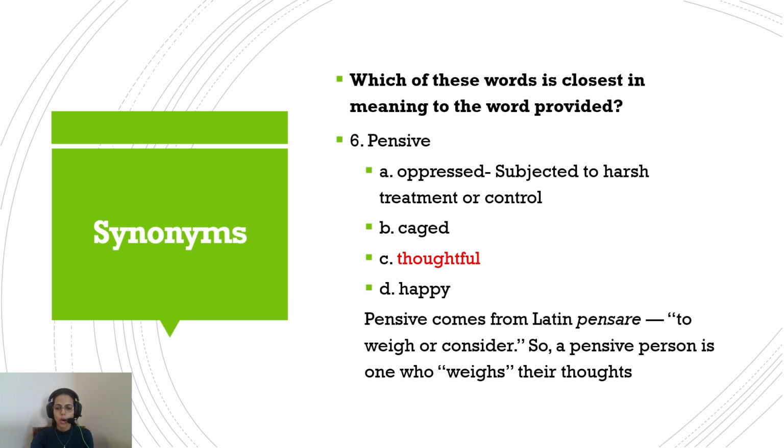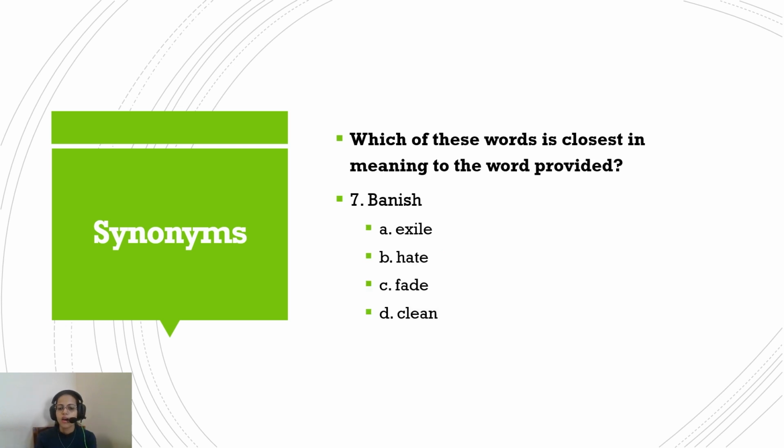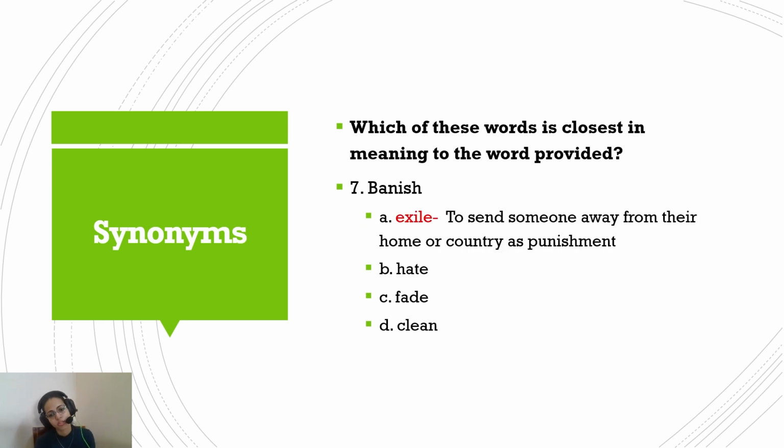Pensive, thoughtful. Oppressed, subject to harsh treatment or control. For example, the slaves were oppressed by their masters, so they were subjected to harsh treatment. Pensive, writing your thoughts with a pen, thoughtful. Which of these words is closest in meaning to the word banish? Say the Khap Panchayat banished the couple from the village. What would that mean? To exile somebody, to send somebody away from their home or country as a punishment. So they banned the couple from entering the village. That would be banished, to exile.